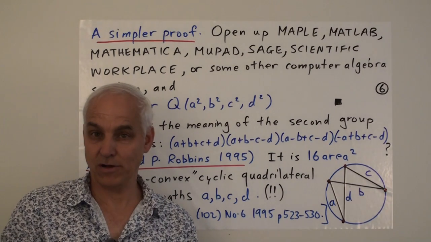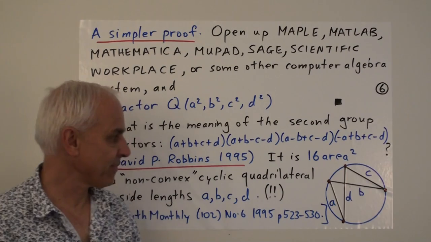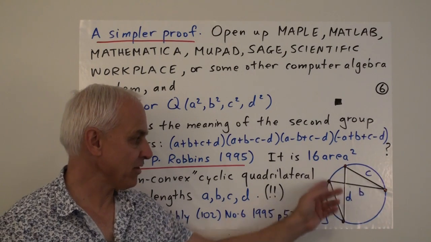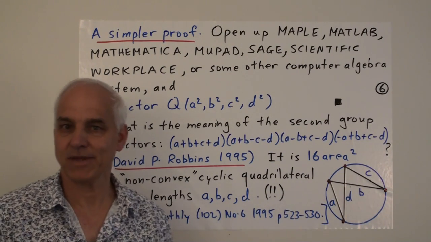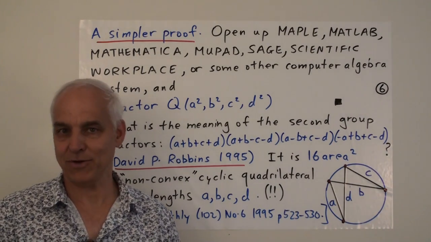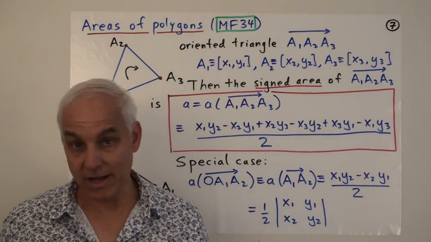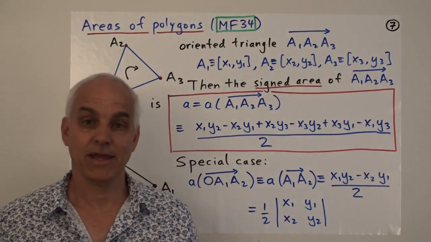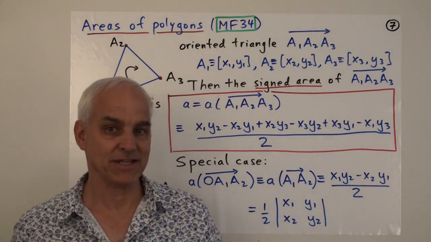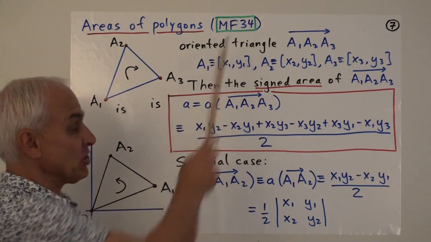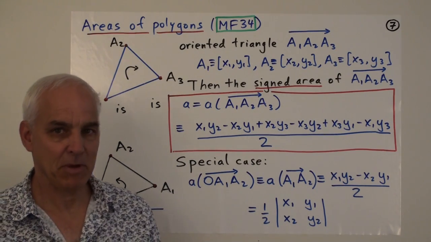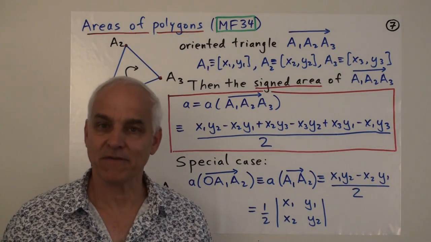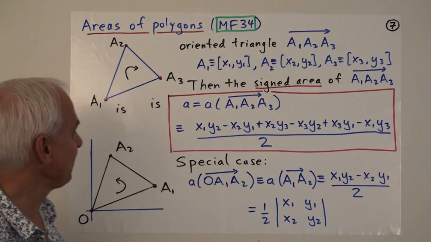Okay. So at least now, though, we have a classical interpretation of the two different factors that we have in the quadruple quad formula. But clearly we have to remind ourselves a little bit about what we mean by the area of a non-convex quadrilateral like this. Well, we talked about areas of polygons in one of our earlier videos in this series, in fact, in Math Foundations 34, which was called Areas of Polygons. So let me remind you about some of the definitions that we made in that video.